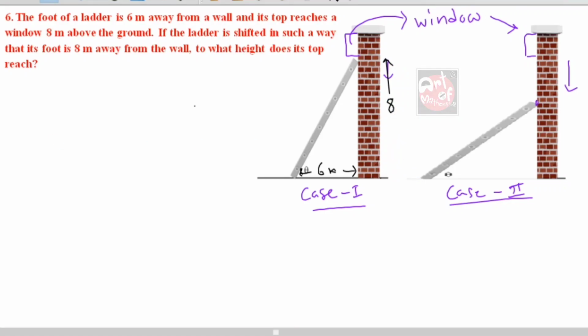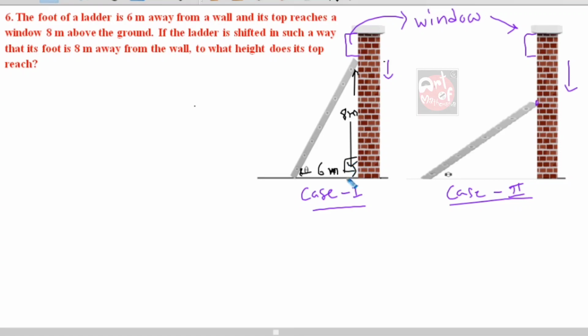Or rather I can say, this is the window, that is 8 meters. So this length should be 8 meters. This length, and this is 6 meters. Is that okay, everyone? This one is 6 meters and this one is 8 meters. So could you find the length of the ladder?